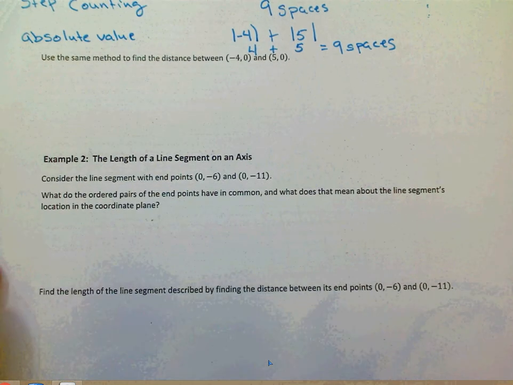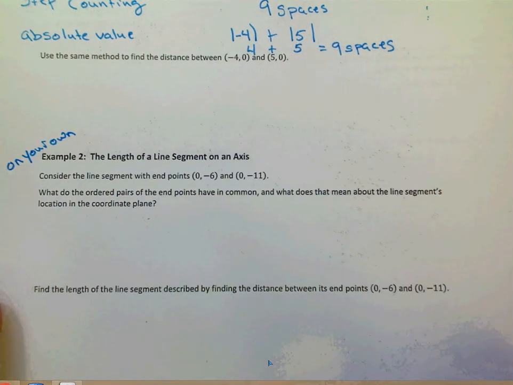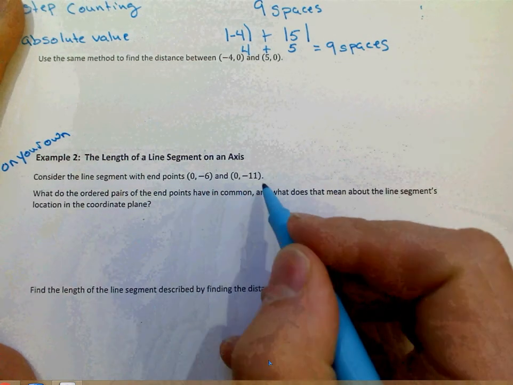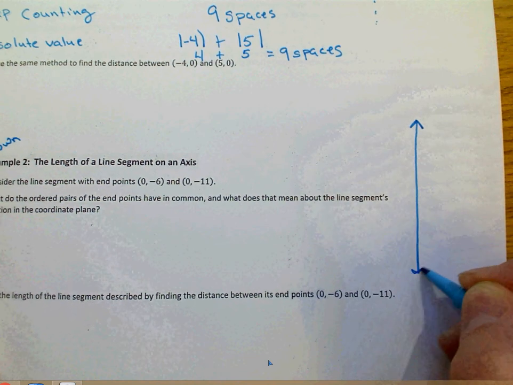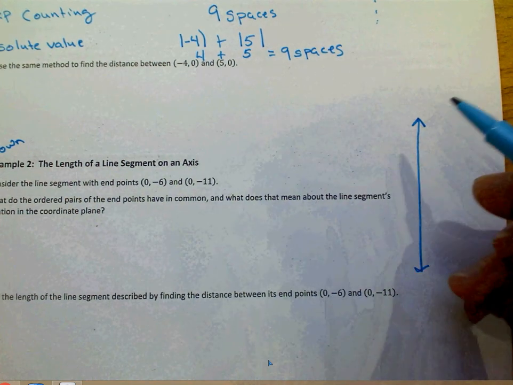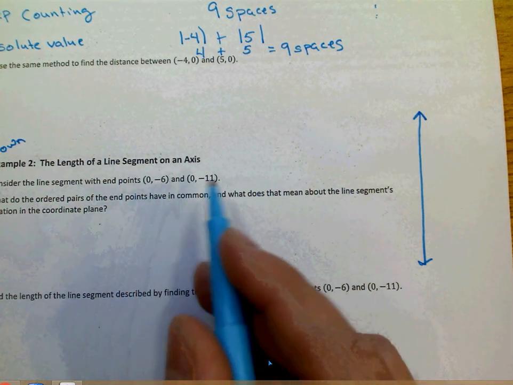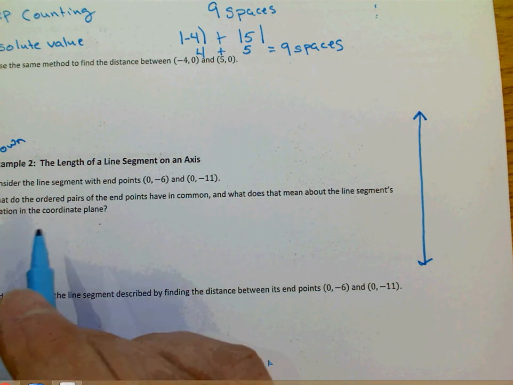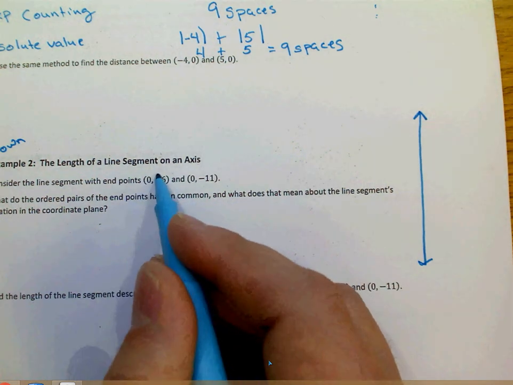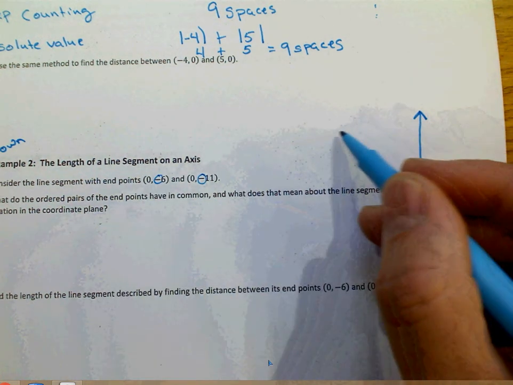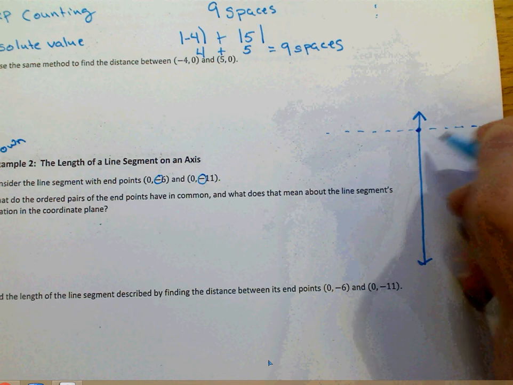Try example 2 on your own. So pause the video now. I'll give you a hint. These are both y values, so you'll want to do a y number line. Go. Pause now. If we take a look at this, the line segment with points 0, -6 and 0, -11. What do they have in common? Okay, both of them are negative. So both of them, if I were to draw a y-axis here, would be below 0.